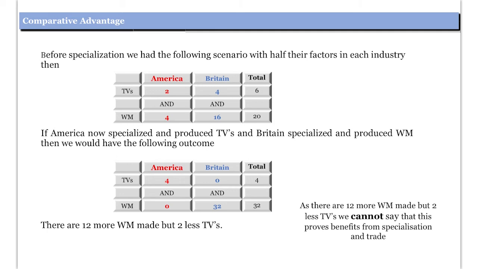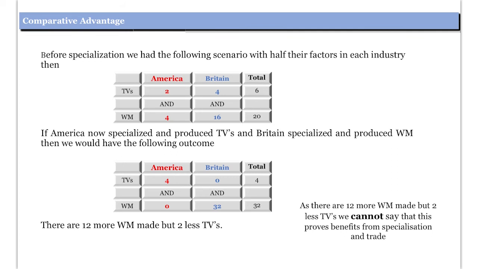Okay, so what you can see, as I said just now, is that you're 2 televisions down, but we're 12 washing machines up. And what you've got to do is look at this idea of opportunity cost in order to try and compare, or equate, if you like, the 2 televisions that we're losing with the 12 washing machines that we're gaining. And this is a legitimate way of showing gains from trade.